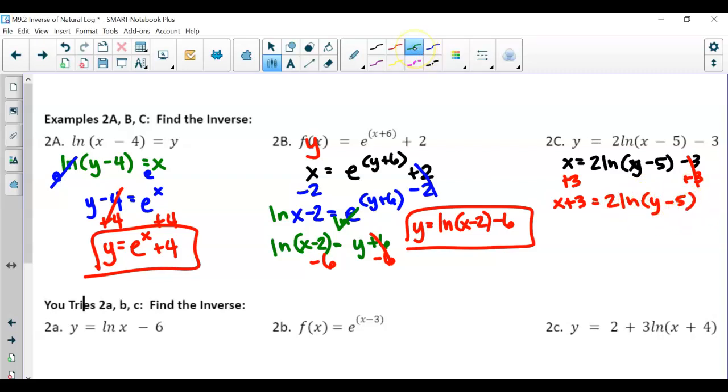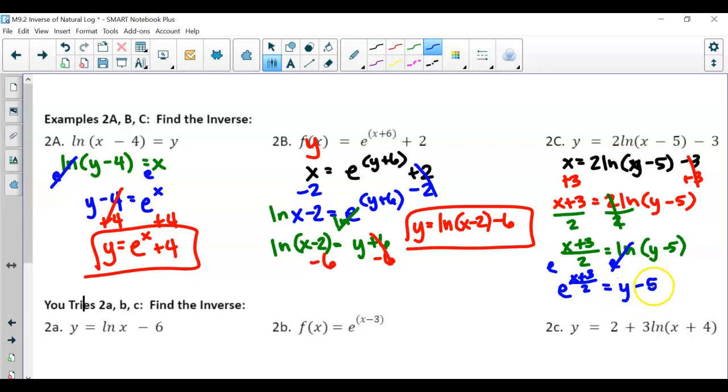Now notice you're still multiplying that natural log by 2, so now we need to divide both sides by 2. Now I've got x plus 3 over 2. Can't simplify that, which is now equal to the natural log of y minus 5. Now that the natural log here is by itself, we can use our inverse, which is e. So this now becomes e to the x plus 3 over 2, which is equal to, remember, they cancel each other out, they're inverse operations.